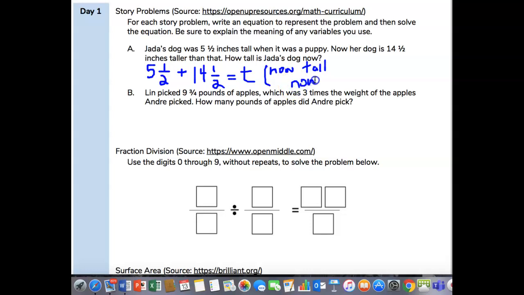This is actually a pretty easy one because we don't have to move anything. We just have to add these two numbers together. So what's 5 plus 14? Right, 19. And then we have to add the fractions. 1/2 plus 1/2 is 1. So 19 plus 1 is 20. So Jada's dog is 20 inches tall now. So T equals 20.